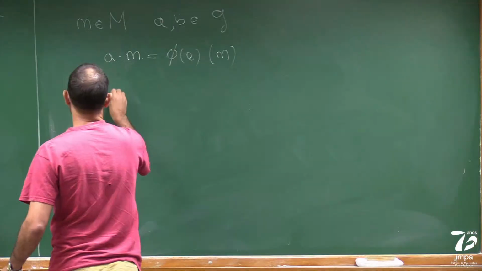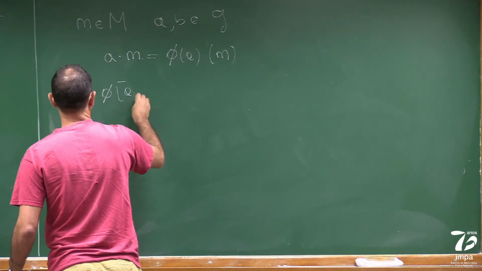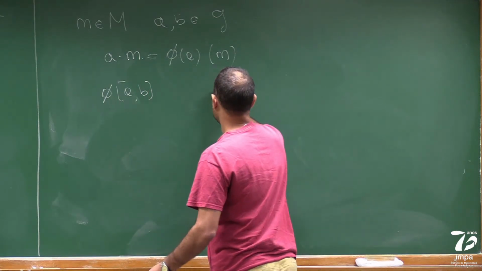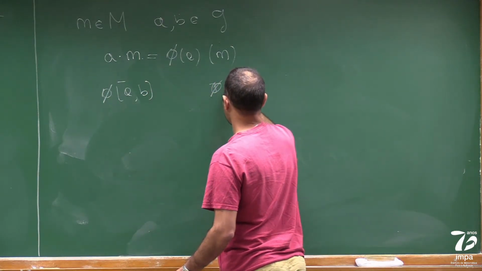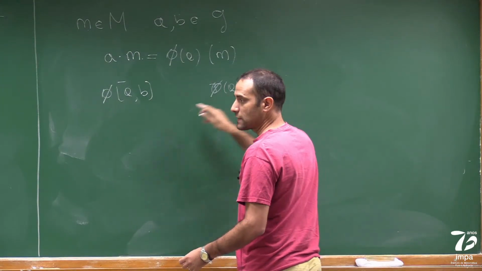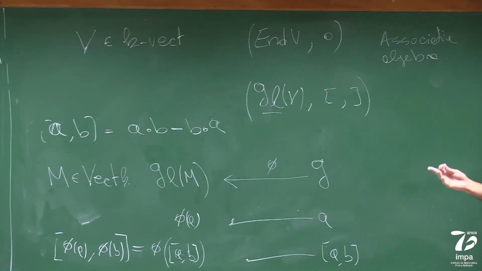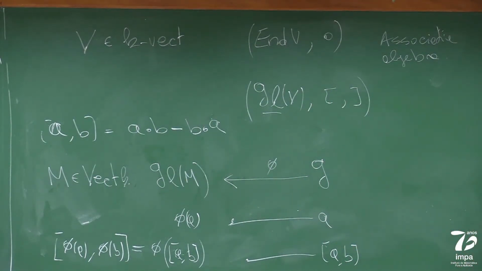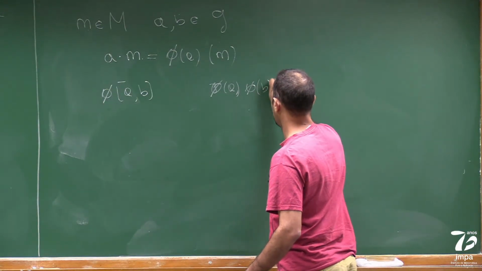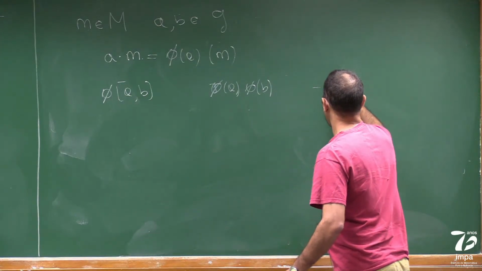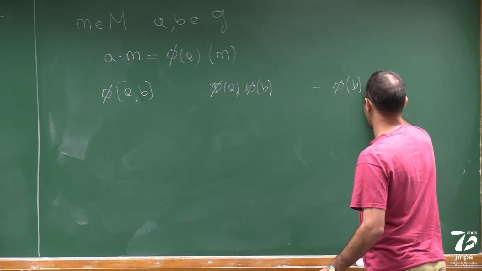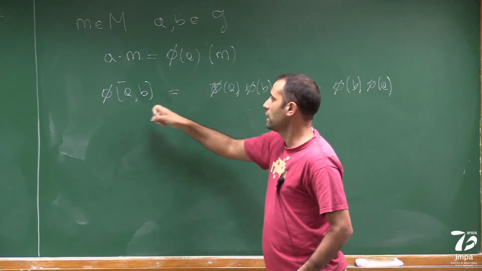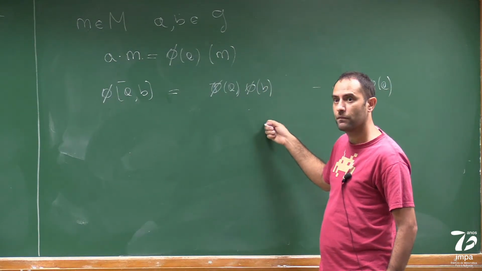So I'm going to rewrite that equation, phi of AB. This is an endomorphism of M. And I'm saying that this is phi of A, bracket phi of B. But the bracket was defined as AB minus BA. So this is phi of A phi of B minus phi of B phi of A. And this is an equality in endomorphisms in GLM.